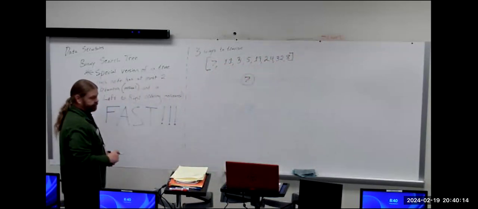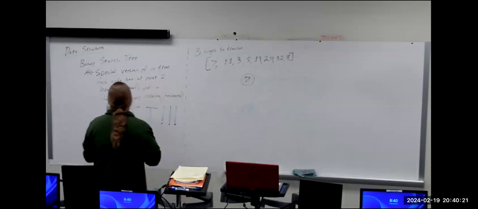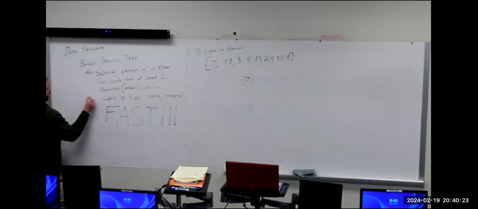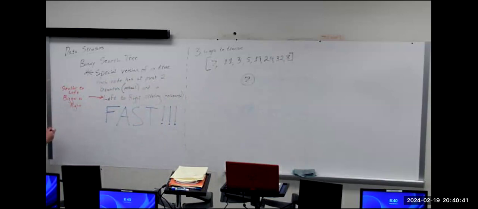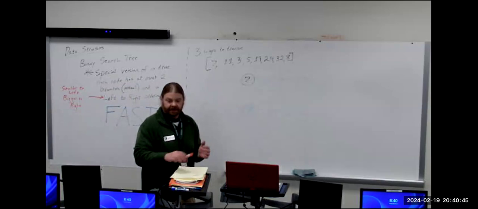I don't really have too many colors. I'll put this on this. So here, smaller to the left, bigger to the right. So we can have at most 2 branches off that 7.